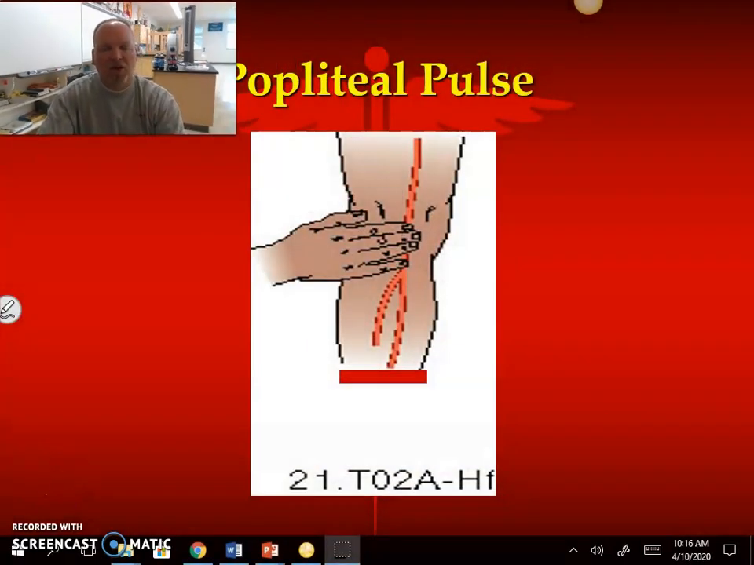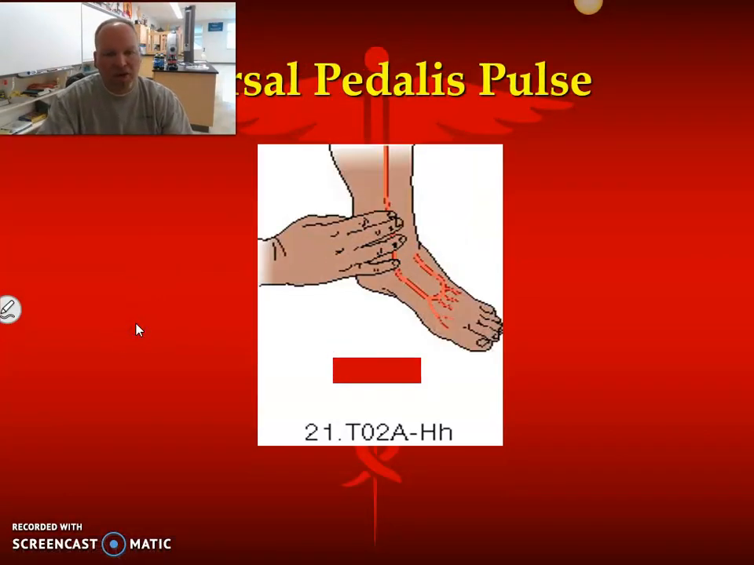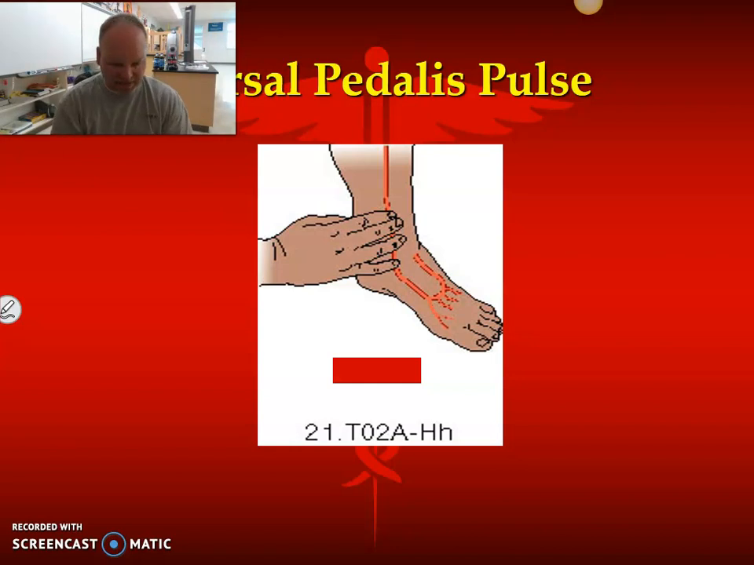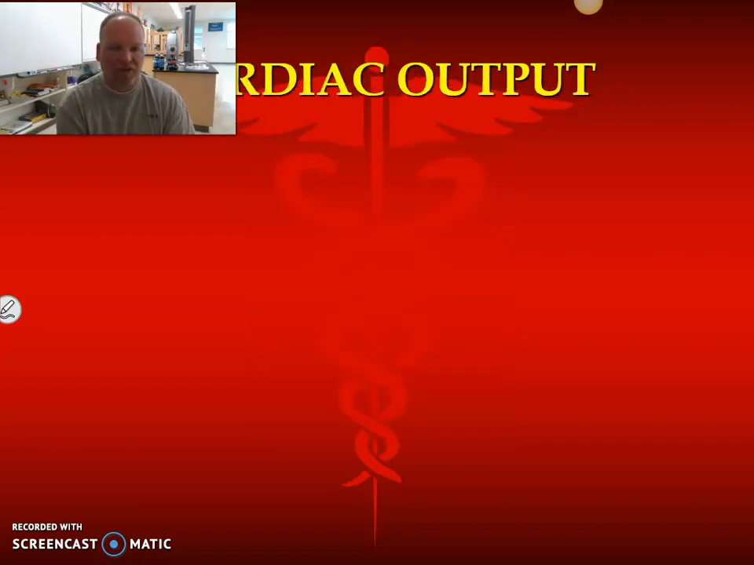And then you can check one on your foot, okay? The foot one is called your dorsal pedalis pulse, okay? So those are the ones we're going to do. So let's start again at the top, work our way down. We got carotid, brachial, radial, femoral, popliteal, and dorsal pedalis. So those are all our pulse points we are going to check.